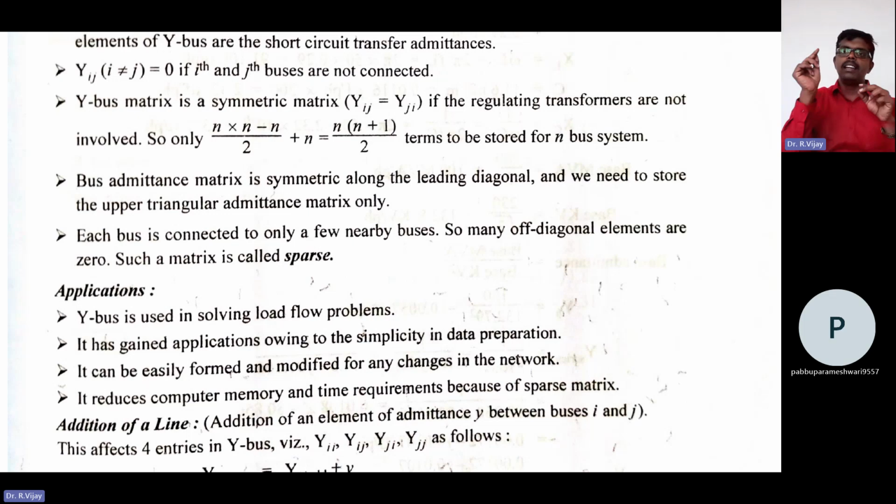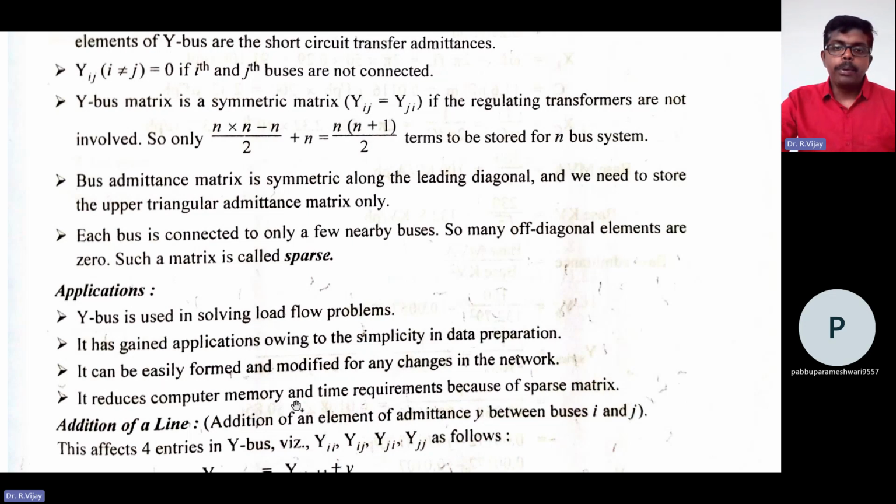Say for example, suppose bus 10 is given one connection to bus 1. You give the connection from bus 10 to bus 1, and you can easily modify the matrix. Simply you go for Y1,10 in the 10 cross 10 matrix, and here also 10, so you can easily change. Because of that simplicity, you can modify it easily if anything new is found in the network. That is the major application.